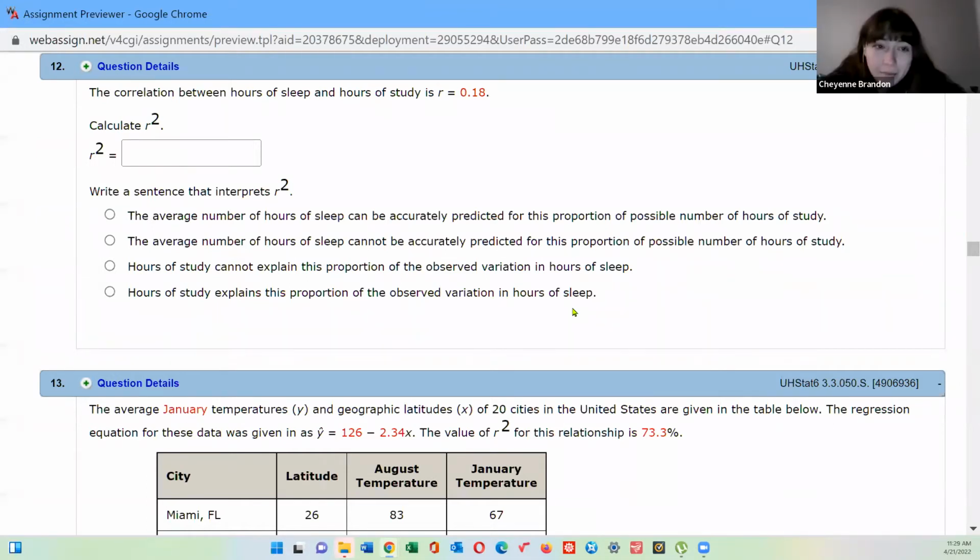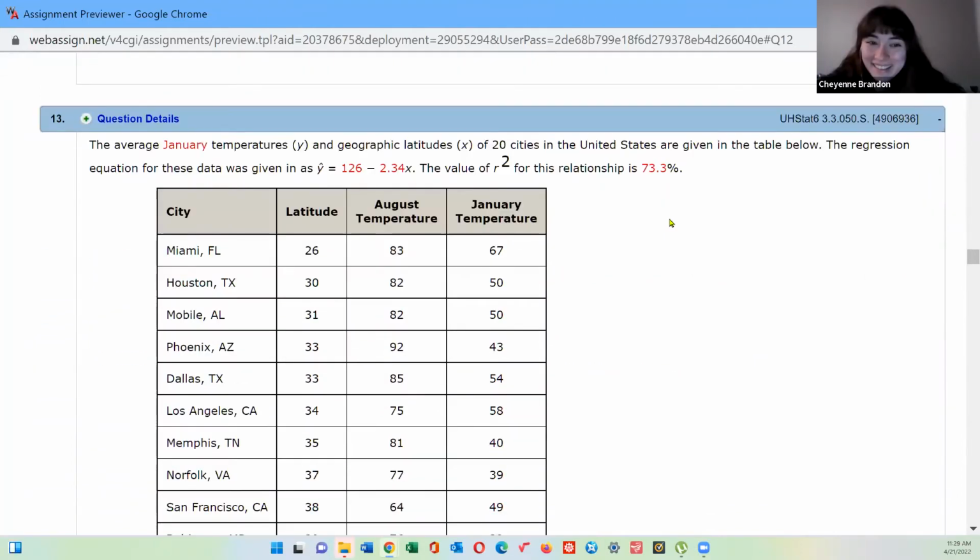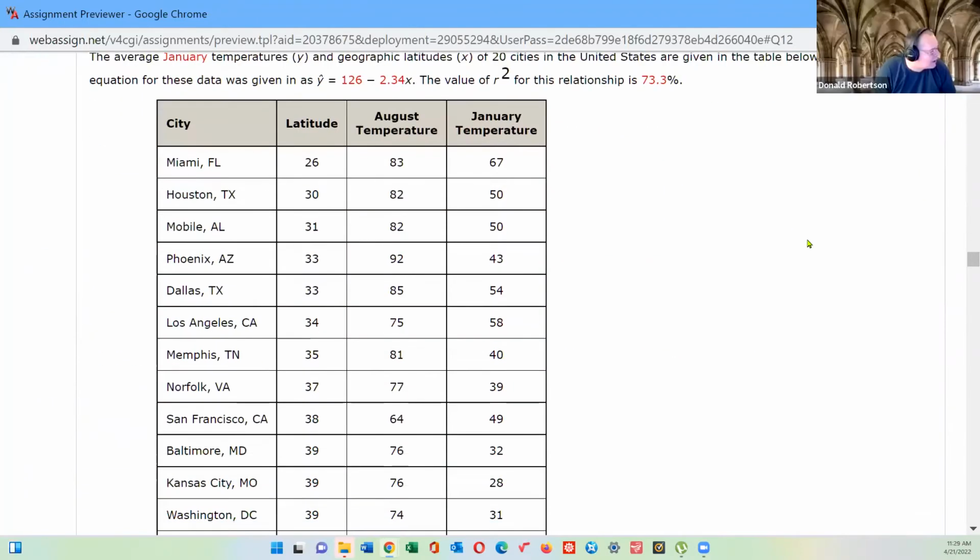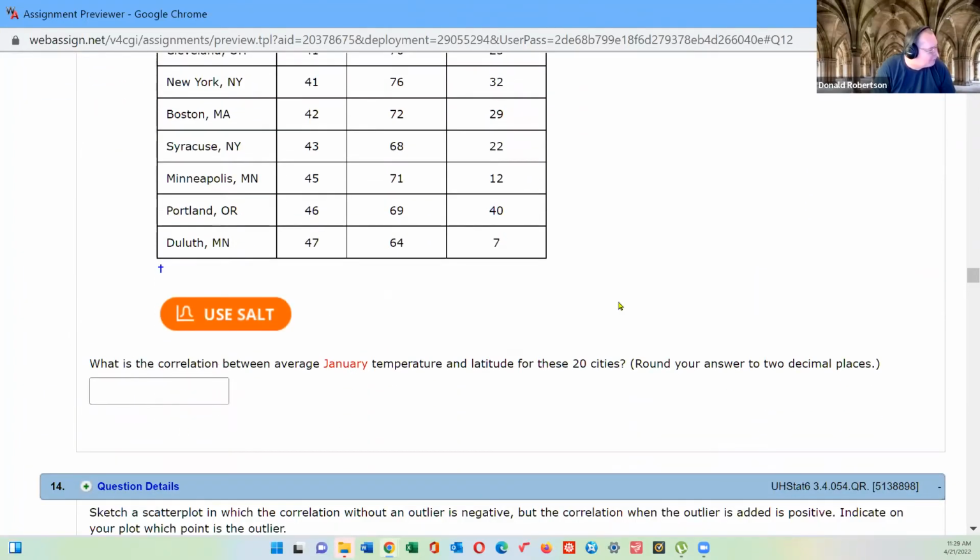Okay, so you said the answer was that the average number of hours cannot be accurately predicted. Correct. When I did it, the answer was hours of study explains this proportion of the observed variation in hours of sleep. I like my answer better. But since you get 5 guesses, pick theirs. Okay. I think my answer is better. I'm arrogant enough to do that. Okay, so that was the one we just did a minute ago.